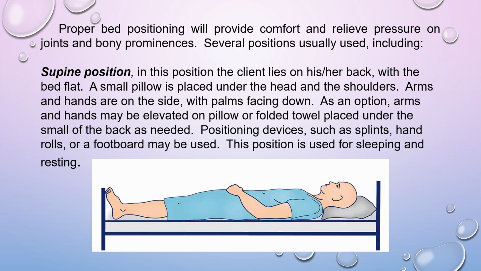So remember the foot. Okay, in this position, the client lies on his or her back with the bed flat. A small pillow is placed under the head and the shoulders. Arms and hands are on the sides with palms facing down. As an option, arms and hands may be elevated on a pillow, or a folded towel may be placed under the small of the back as needed.